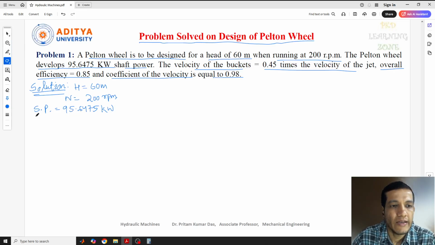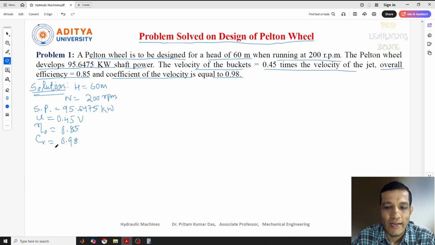And the velocity of bucket, in the sense the velocity of the blade. So that is U. U is 0.45 times the velocity of jet, that means V or V1 we can write. And overall efficiency, that is eta O, is given 0.85, and coefficient of velocity, that is CV, CV equal to 0.98. So these are the data that are given.